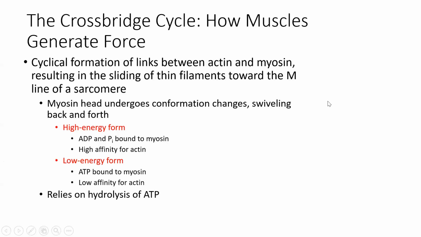So this relies on the hydrolysis of ATP in order to liberate energy to actually drive this process. The hydrolysis of that ATP, which gives us that inorganic phosphate, that phosphate is holding the energy that is eventually going to do the dragging of the actin towards the M line.